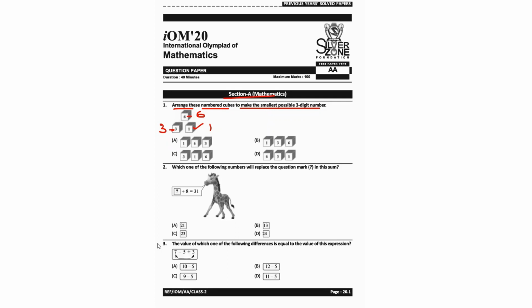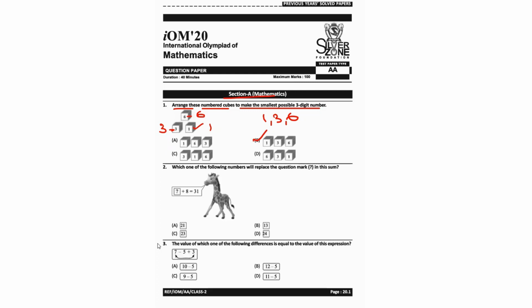So if you have to arrange 6, 3, and 1 in ascending order, what will it be? 1, 3, and 6. So basically, the number is 136. That's an option B. Okay, all of you. So that's my answer for the first question. Moving on to the second one.